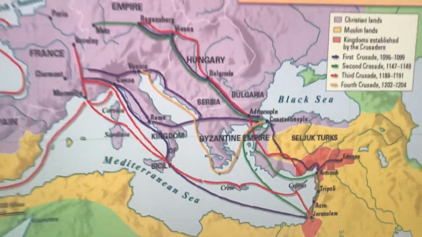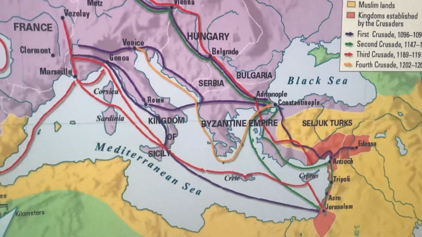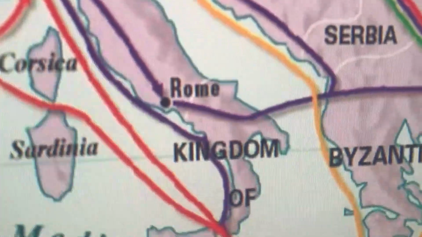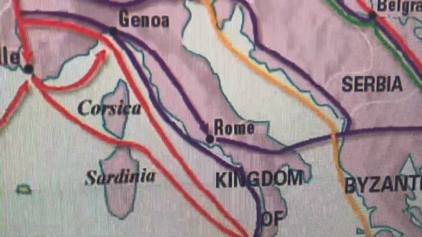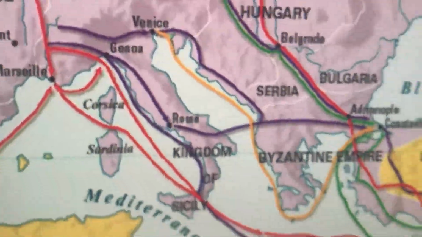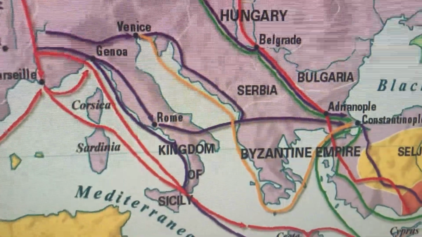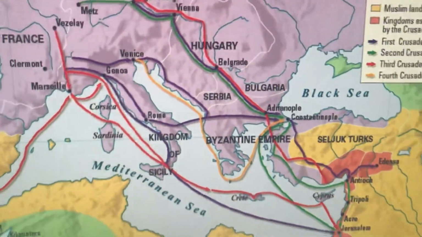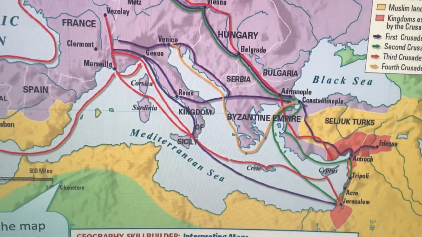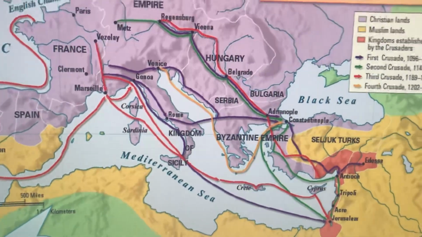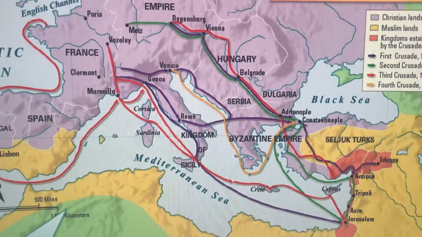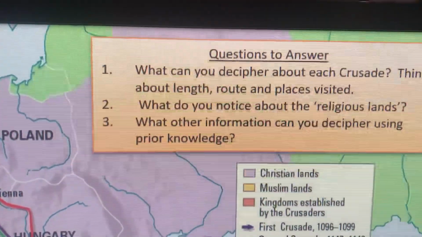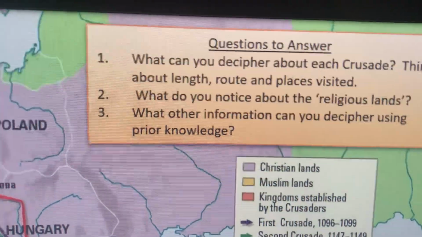Okay, so what do you think that tells us? Think about Rome. Who would be in Rome? Why do you think some of those First Crusaders went all the way to Rome and then went on from there to fight the Crusades? So there's your First Crusade. You could pause here and then answer those questions. What do you think about the length, the route, and the places visited?